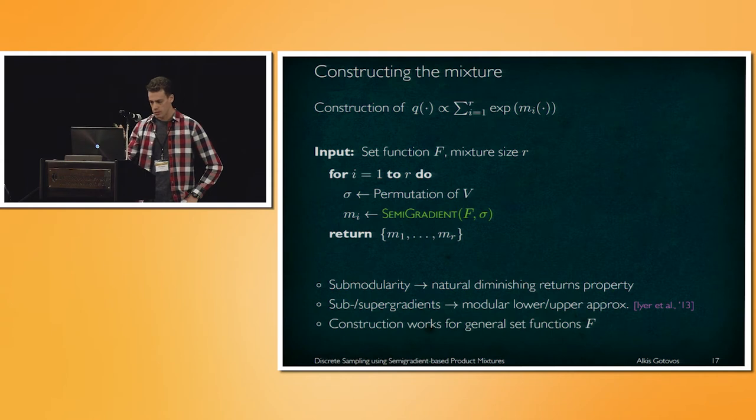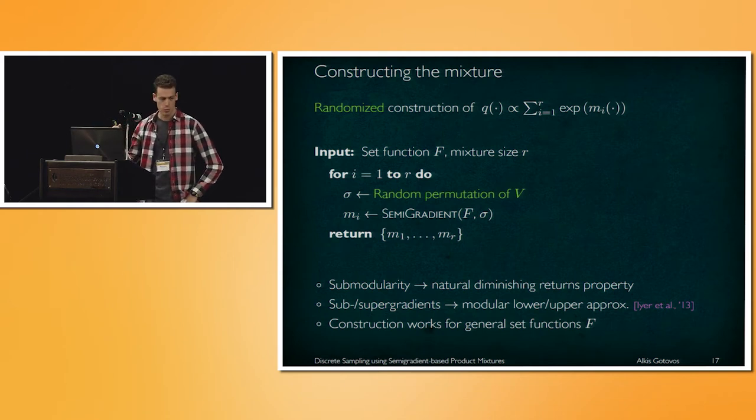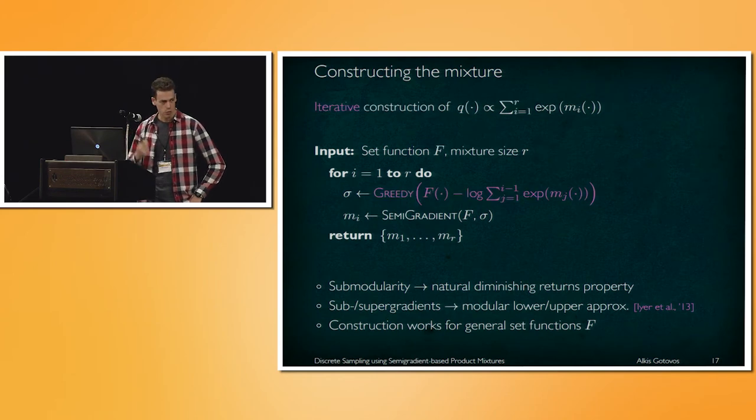And so in our case, this construction works for general set functions f, but they're usually related to submodularity in the discrete optimization setting. So coming to the first step, one baseline is to just construct a random permutation of the ground set and then use this random permutation to get this semigradient approximation and build up the mixture like that. We also propose another, smarter method, which at each step tries to find or approximate the set where the function and our current mixture disagree by the most, and then tries to fit a linear function or a modular function at that point. So it's an incremental construction of Q by trying to incrementally minimize the maximum disagreement. But of course, this is just approximate in the end.